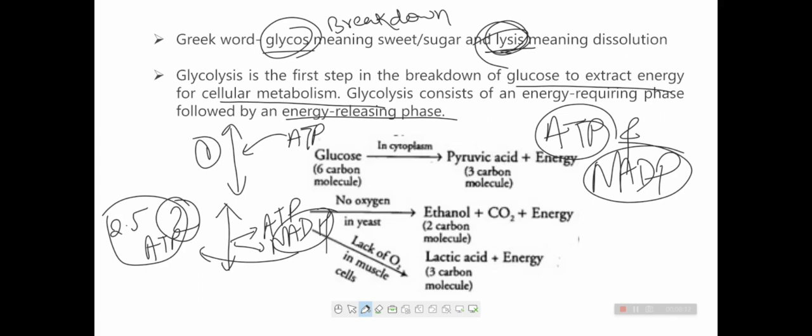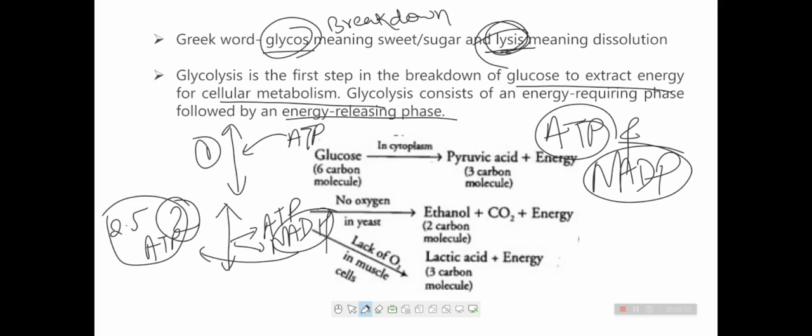So, in glycolysis, the overall production is 2 ATP and 2 NADH. Then you convert that and get the total. Okay?